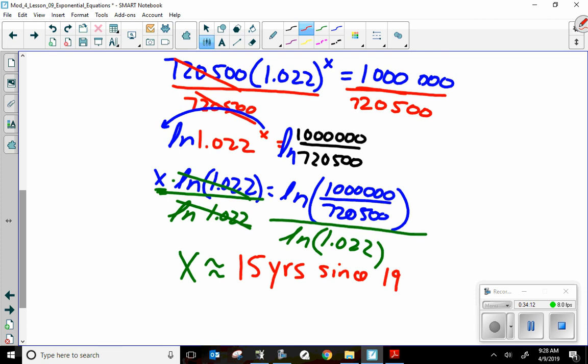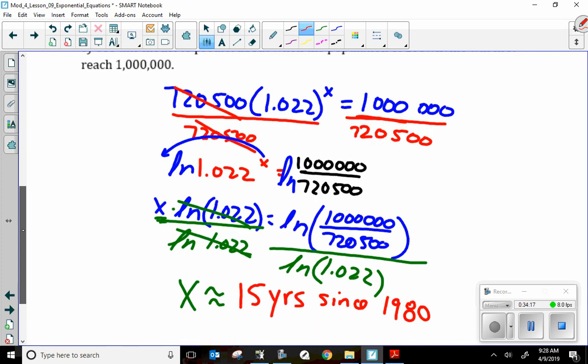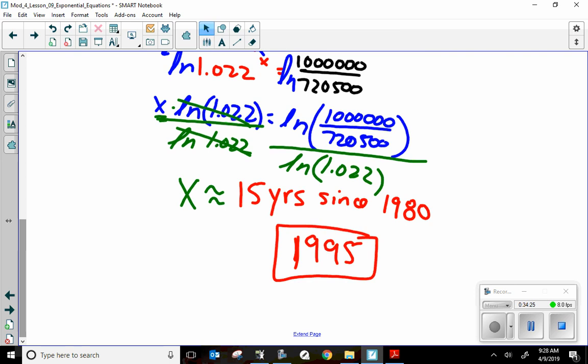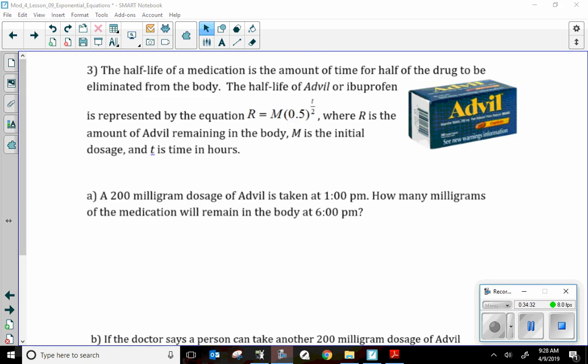But they didn't want how many years since 1980. They want to know when. If someone asks you when, 15 years since 1980 will be 1995. Look, it just all works. That was a good problem. That was a great problem.